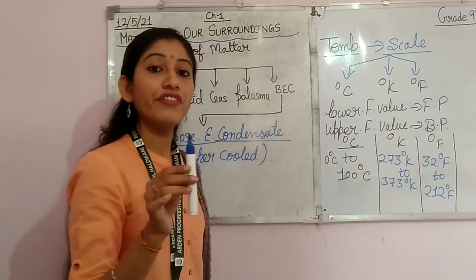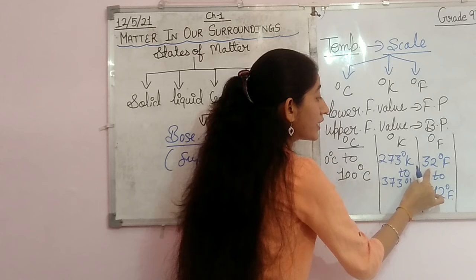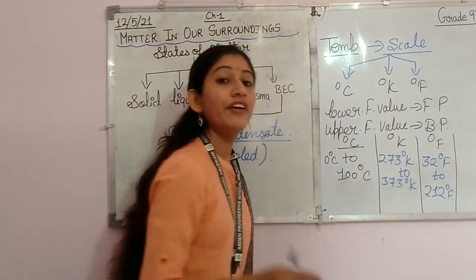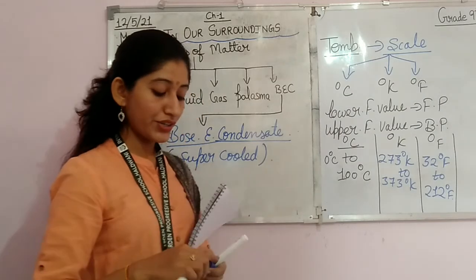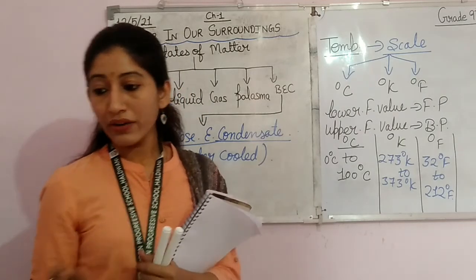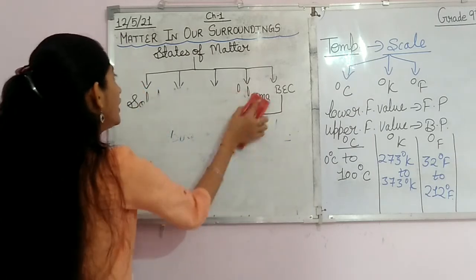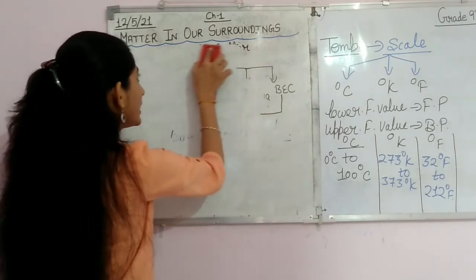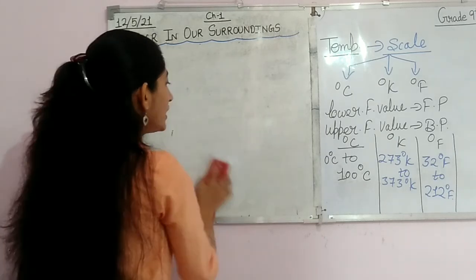When we talk about the Fahrenheit, we come to know that it has lower fixed point 32 degree Fahrenheit and upper fixed point 212 degree Fahrenheit. So this we have discussed about the temperature scale. Now, when we talk about the temperature scale, we have one more concept that is called absolute Kelvin temperature.